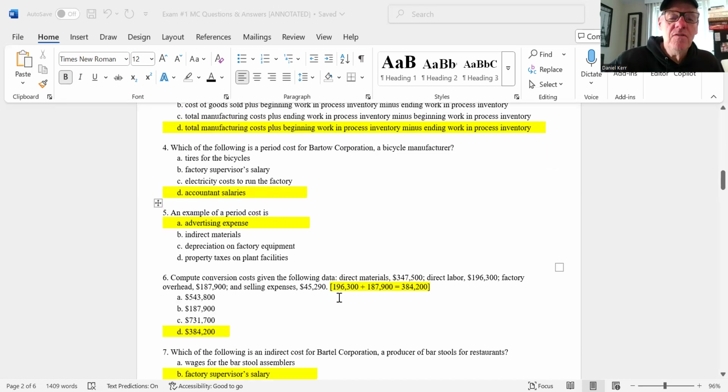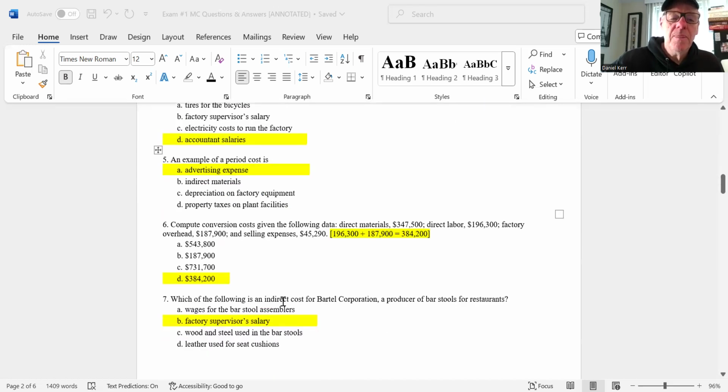Number 6, conversion cost. Conversion cost is the total of direct labor and factory overhead. So direct labor here was given at 196,300, and factory overhead is 187,900. If you add them together, you get 384,200. Anytime there is a number, do the calculation first and then have confidence in your answer, and then go look at your answer amongst the available choices. So the correct answer there is D.